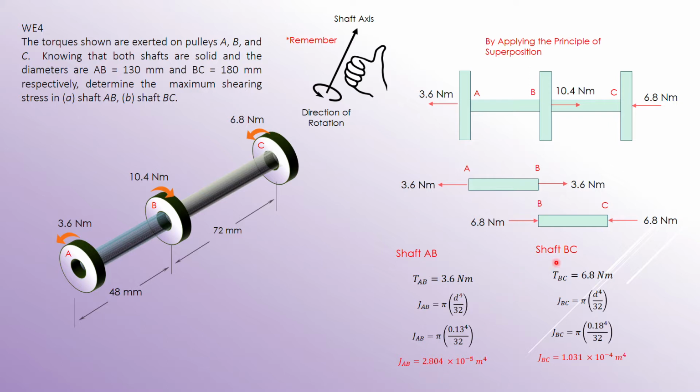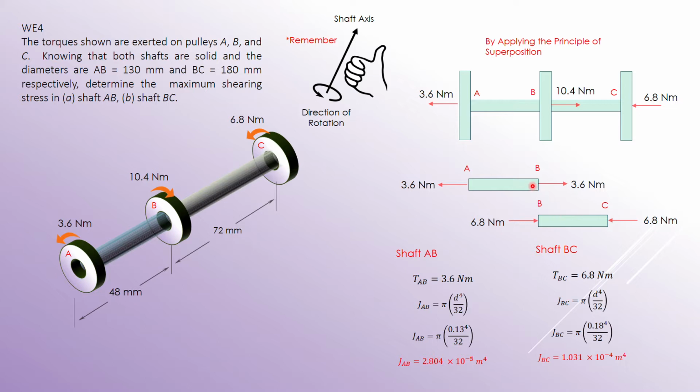Then you do the same thing for section BC. The torque for BC is 6.8. Remember, don't use the wrong value for the sections that you consider. So this is 6.8, and that is 6.8, so actually they are in opposite directions. If we were to calculate the angle of twist, this section might give you a positive angle of twist, and this section will give you a negative angle of twist.